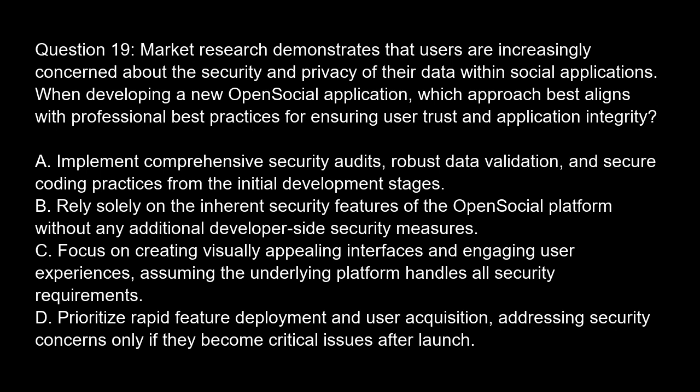Option A. Implement comprehensive security audits, robust data validation, and secure coding practices from the initial development stages. Option B. Rely solely on the inherent security features of the open social platform without any additional developer-side security measures. Option C. Focus on creating visually appealing interfaces and engaging user experiences, assuming the underlying platform handles all security requirements. Option D. Prioritize rapid feature deployment and user acquisition, addressing security concerns only if they become critical issues after launch.